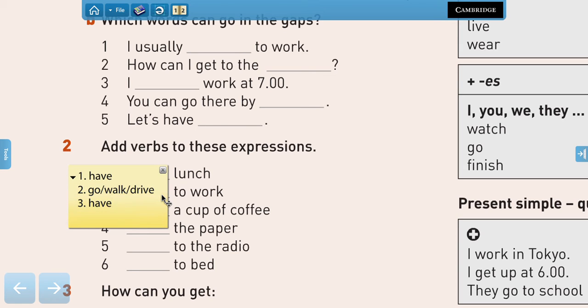Have a cup of coffee. Read the paper. Listen to the radio and go to bed. Did you have them all correct?